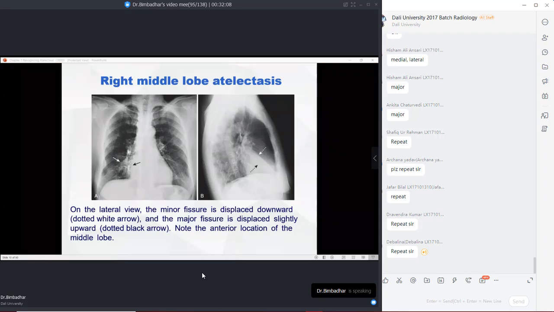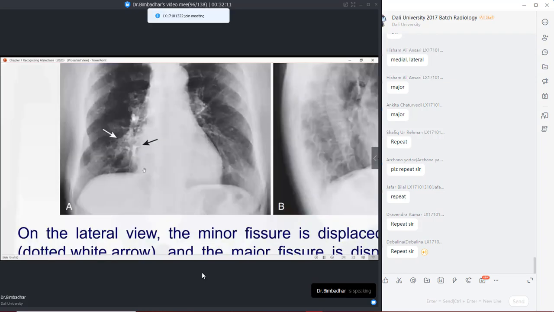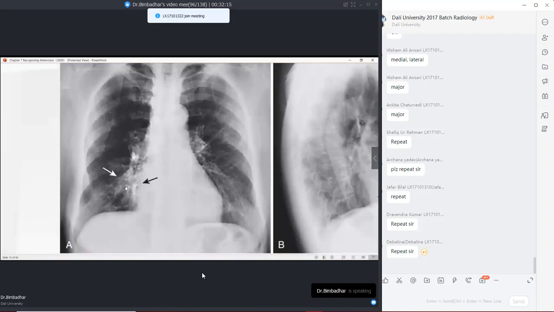First things first, what do we actually observe? Let us do it step by step. First, what you have to look at is where the opacity is. Okay, the opacity is present around here. This is where the density is increased. Now I have to differentiate whether this is pneumonia or atelectasis. So how do I say if it is pneumonia or atelectasis?